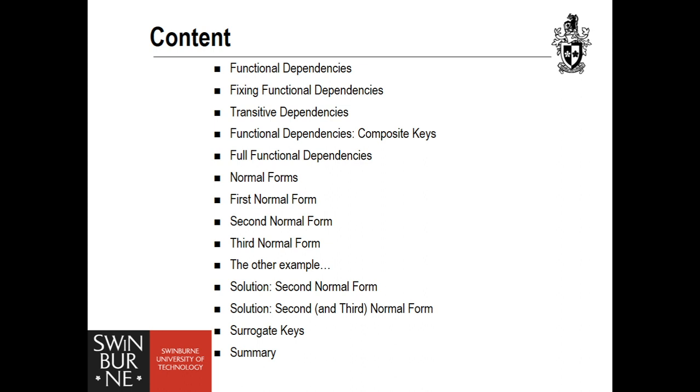We'll talk about functional dependency, fixing functional dependency, transitive dependency, full functional dependency, normal forms: first normal form, second normal form, third normal form. Another example, solution. Let's also talk about surrogate keys, and finally a summary.